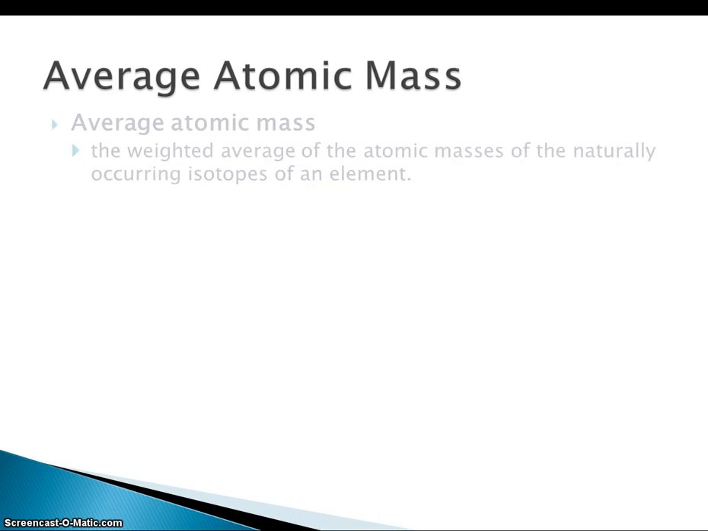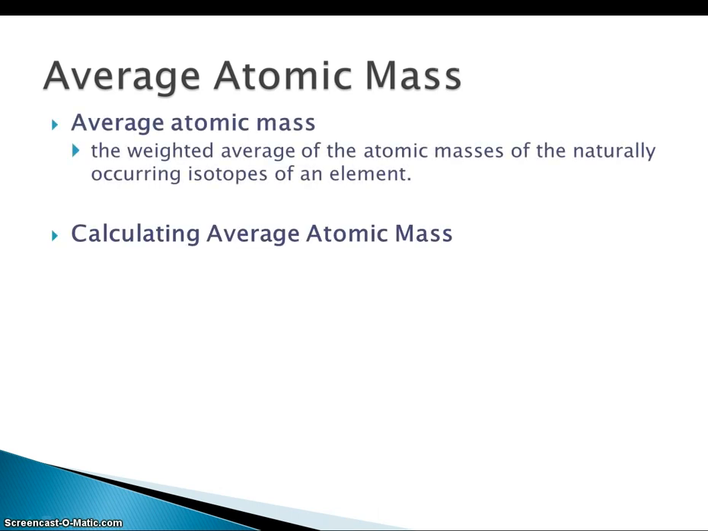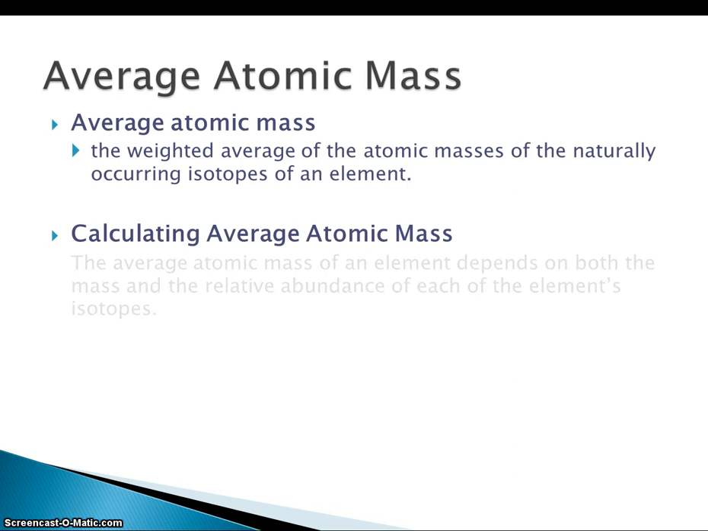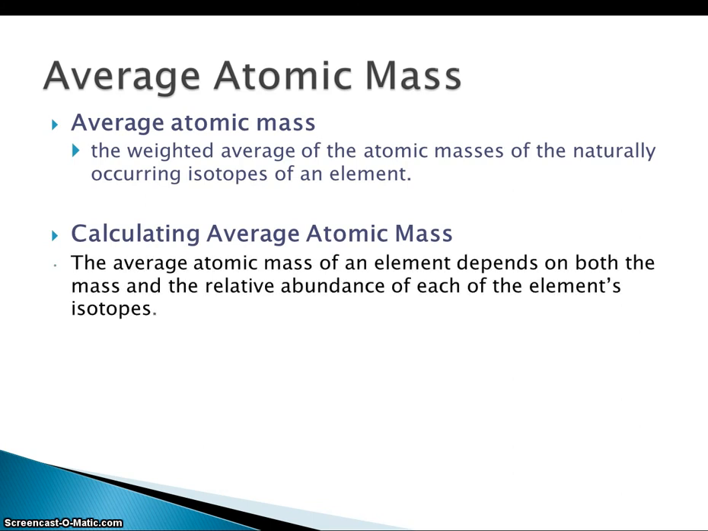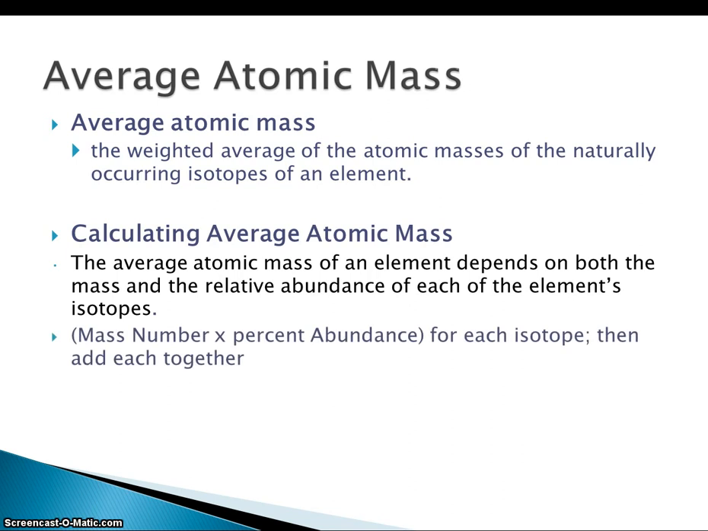Average atomic mass is the weighted average. So to calculate the average atomic mass, we need to know the relative abundance of each isotope and the mass of that isotope. So to do this, the equation is, as you see here, you take the mass number times the percent abundance. And you do this for each isotope. Then you add each together. So it's kind of like when you have a grading system where your grades are weighted and tests are a certain percentage and labs are a certain percentage and homework's a certain percentage.